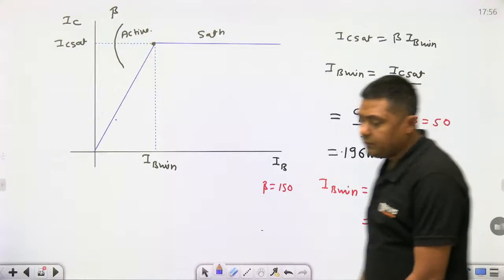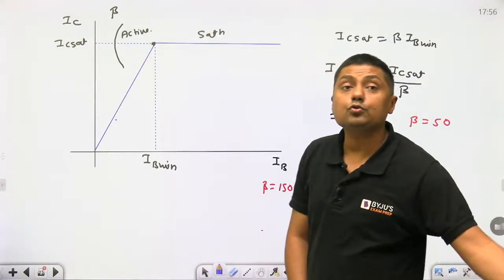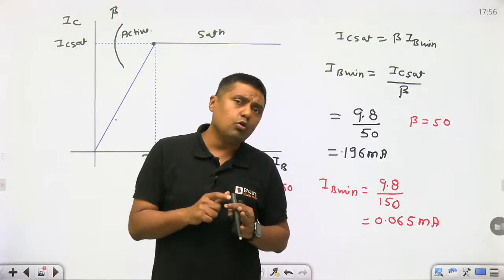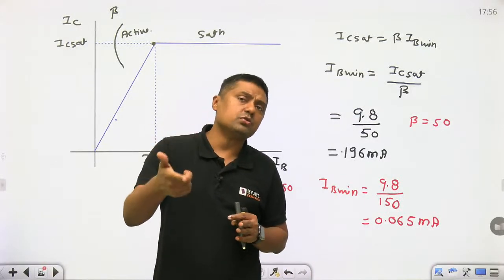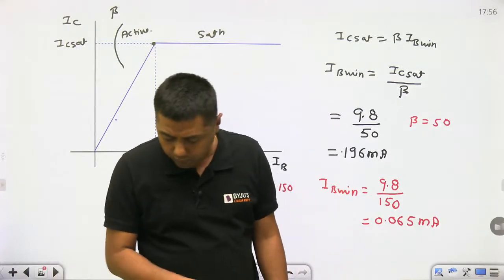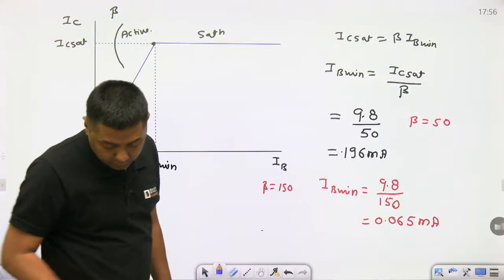And always remember, if the range of beta is given, you have to choose the lower value of beta. If it is in saturation for the lower value of beta, then definitely it will be in saturation for the higher value of beta. You can verify it. But the reverse is not true.